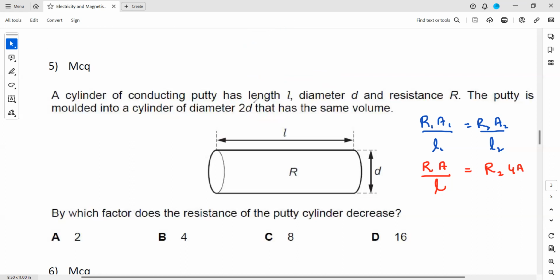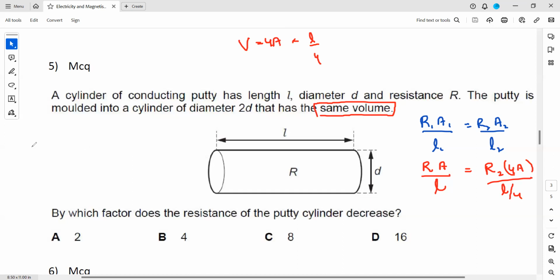So for R2, this is 4A. And what about the length? Because it has a constant volume, if the area is multiplied by 4, the length should be divided by 4. Because if the area is 4 times, the length should be a quarter so that the product does not change, as they mentioned they have the same volume. So here we can write L by 4.